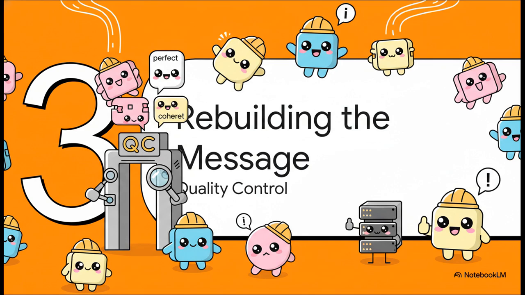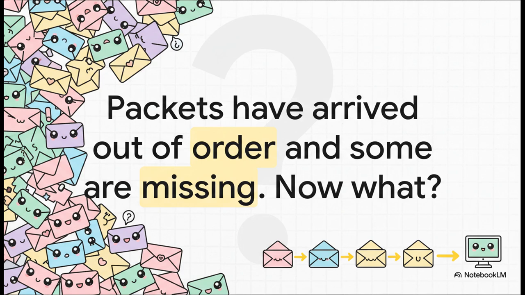Well, that brings us to the next step, rebuilding the message. It's time for quality control. So picture this. All the packets have finally arrived at their destination, your computer. But they're all out of order, and some are just plain missing. It's a total mess. Your device can't do anything with this. So what now? It needs a plan, a set of rules to sort this all out.